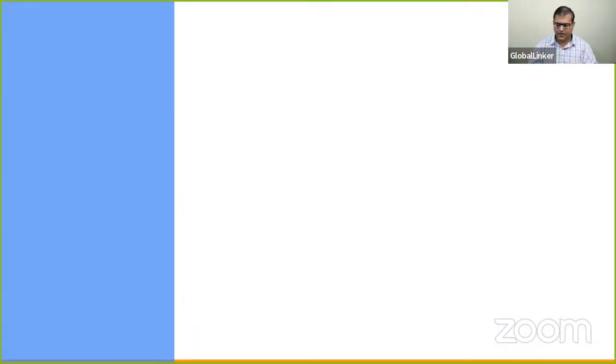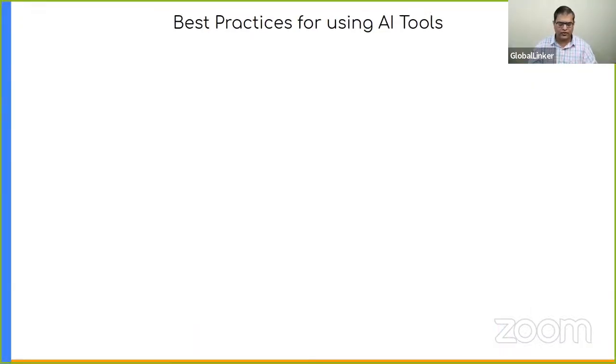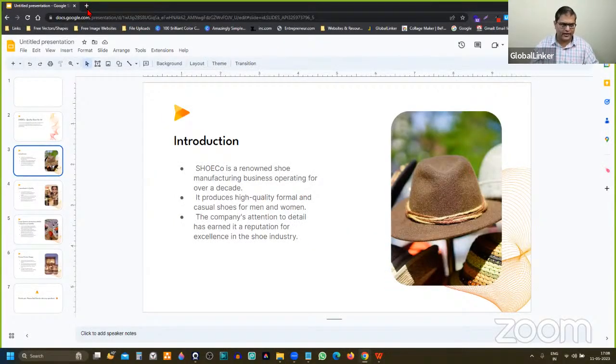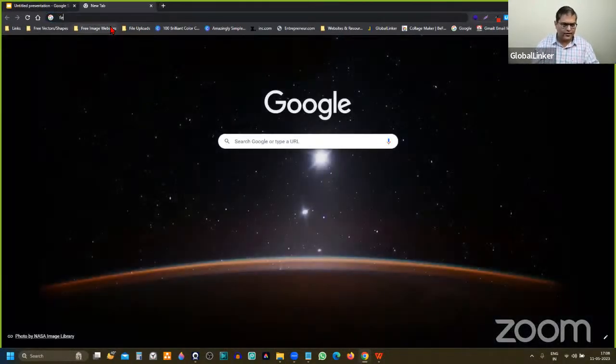This is a few best practices I'll share with you very quickly. So one is to identify the right AI tool you would want to use. Now, how do you identify, or how do you know what all AI tools are available? There's this website called Futurepedia. I'll also share the link of that.